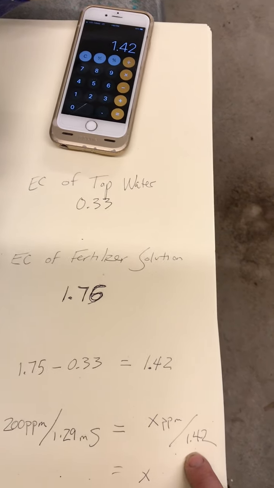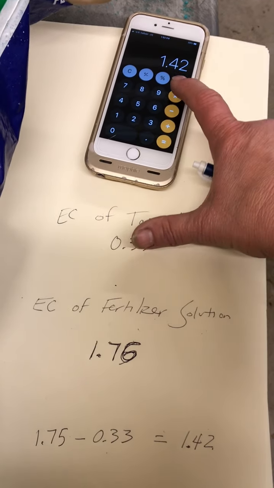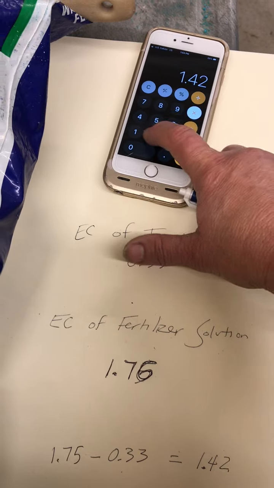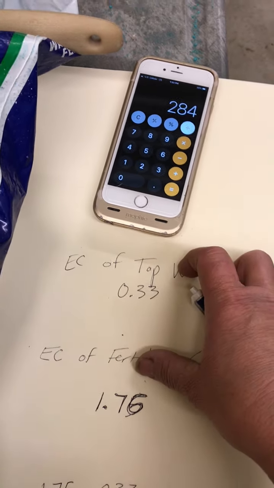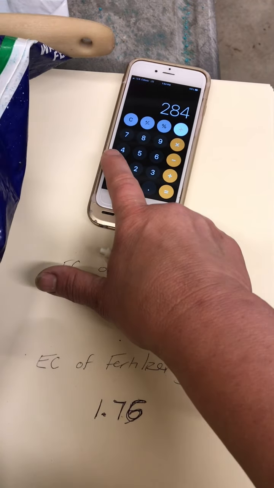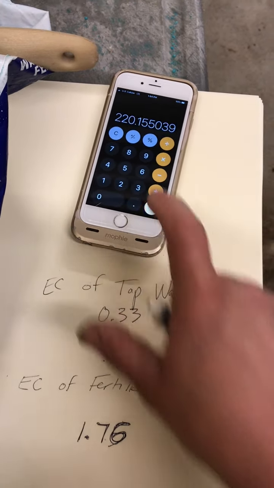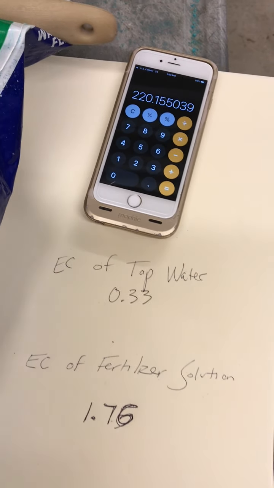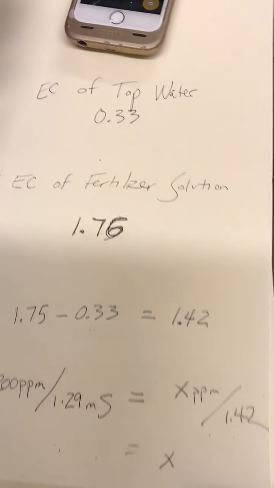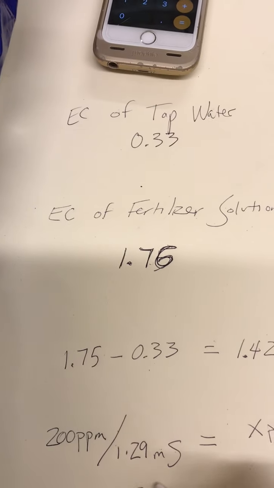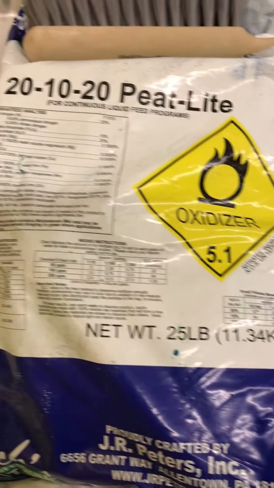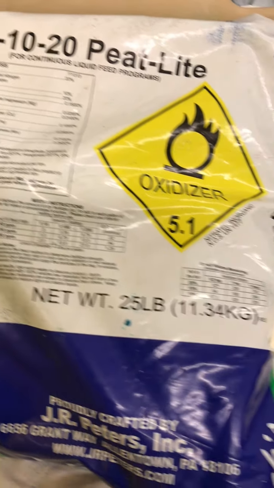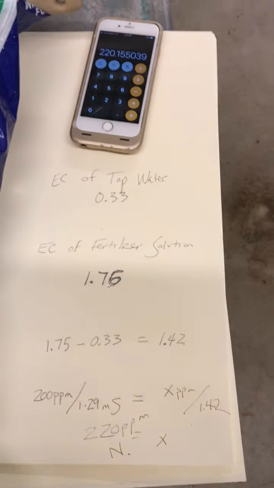1.42 we're going to multiply on both sides of this equation to get rid of it from the denominator. So 1.42 times our 200, that's this number here, and then we're going to divide by our 1.29. And what we'll get is 220.1 or thereabouts. And so that means that our x is 220 ppm nitrogen from our 20-10-20 Peat-Lite fertilizer. Okay, just a little review of that. That goes along with the other video.